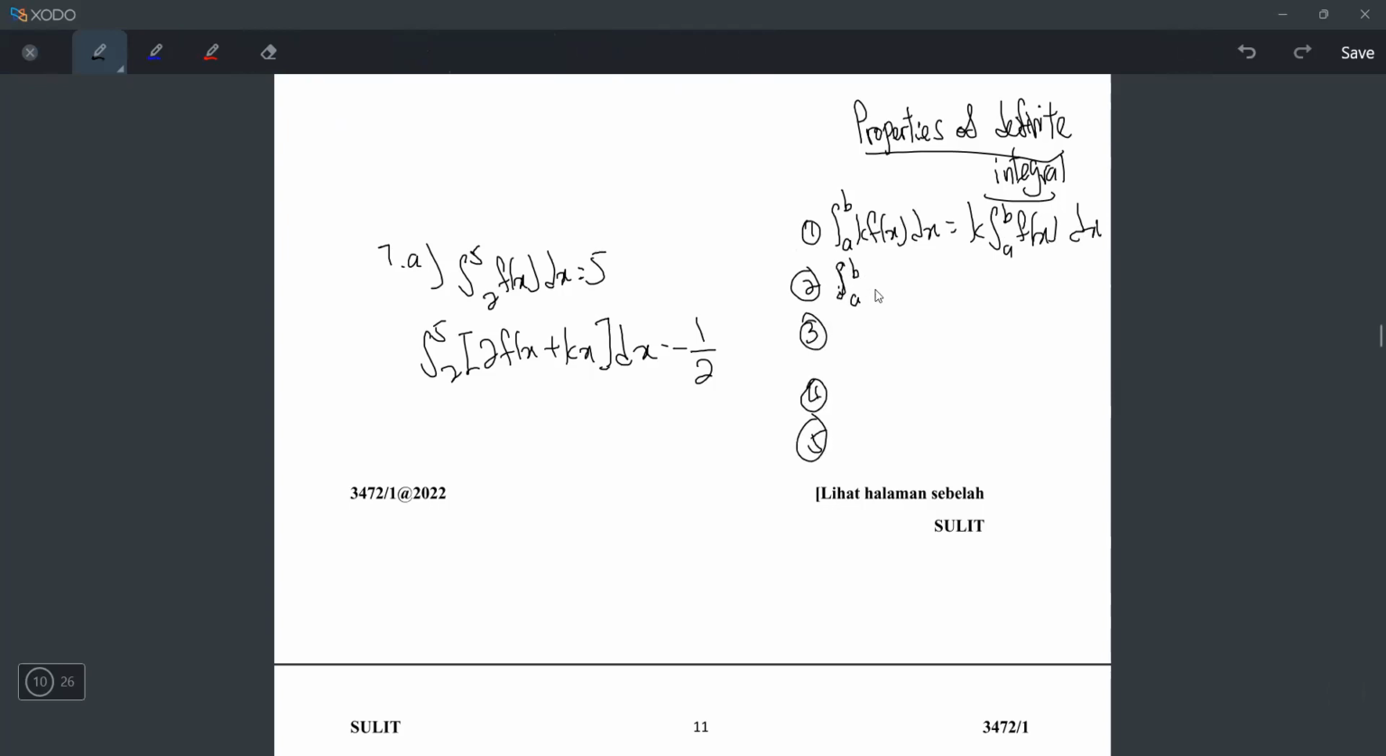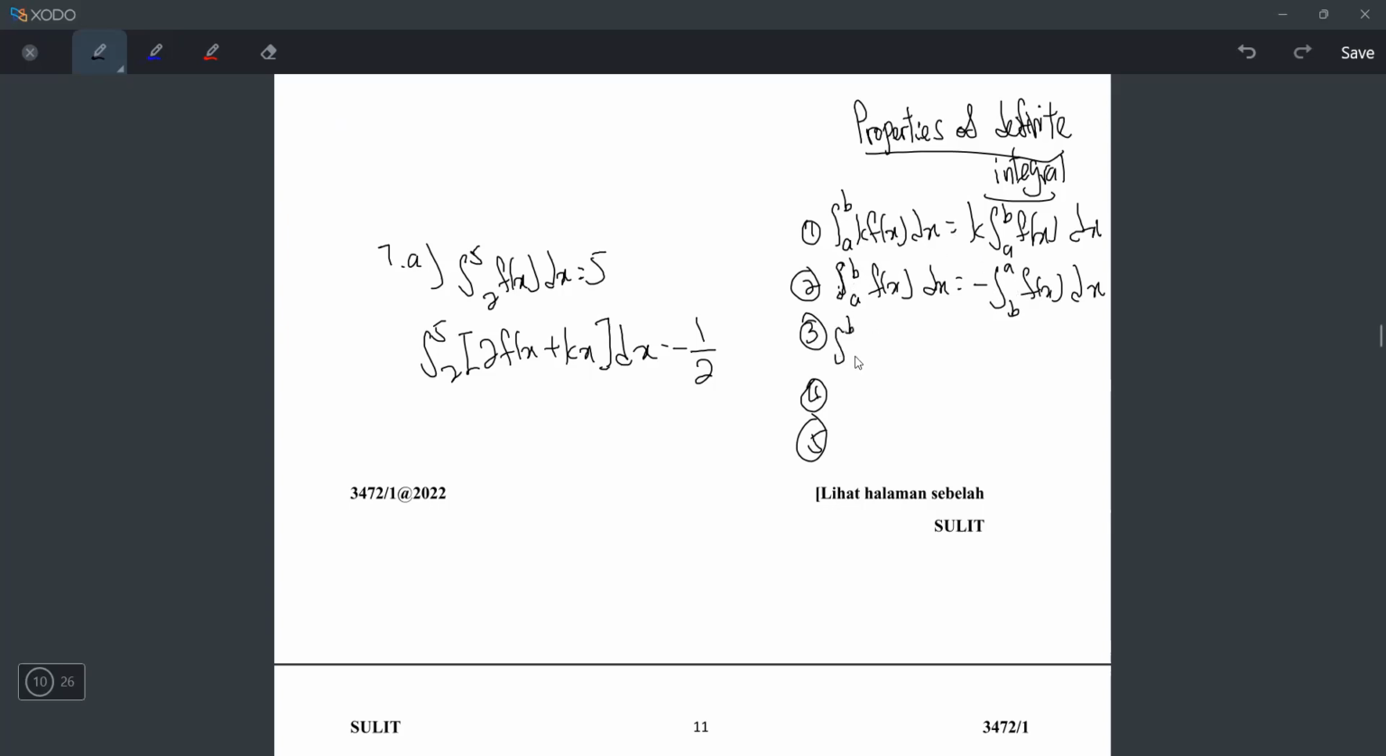Integrate b to a f(x) dx. I can flip this number, the b to a, I can flip it to a to b f(x) dx. But the moment I flip it, I need to add a negative. It means if originally it's negative, and then if I flip, then it becomes positive. If it's positive, it becomes negative. If negative, it becomes positive. It means you have to change the sign.